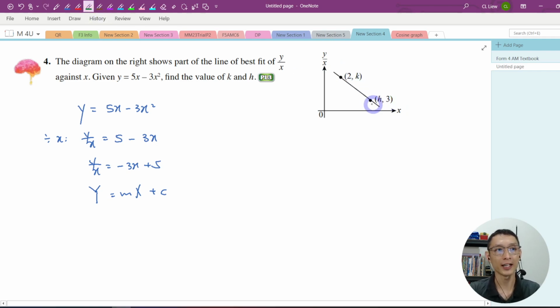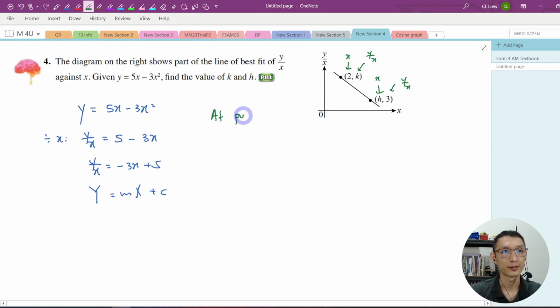Let me find h first. So same thing, this is x. How do I know? Here, this is not y, but y over x. Same thing here. This is y over x, and this is x. Always observe the vertical axis and horizontal axis.